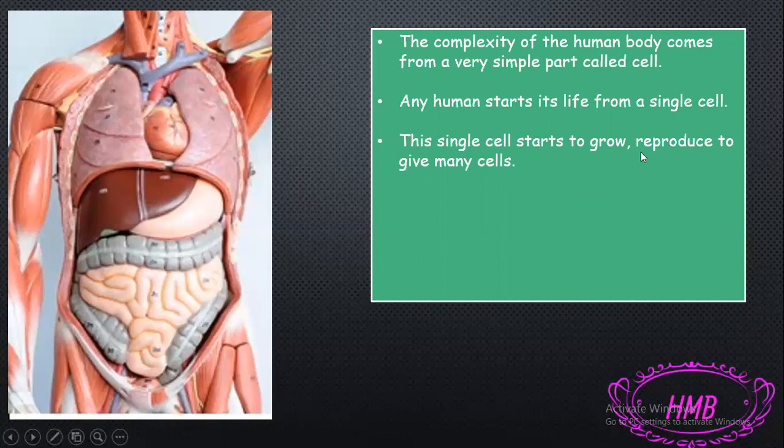When we say reproduce, this is a characteristic of living things, a special ability given to living things to be more and more in number. So this single cell reproduces by dividing, by doubling, by duplicating itself to give many cells. And these many cells also in turn will reproduce to give us more and more cells. There are more than trillion cells in our body. So all of these trillion cells come from only one single cell.